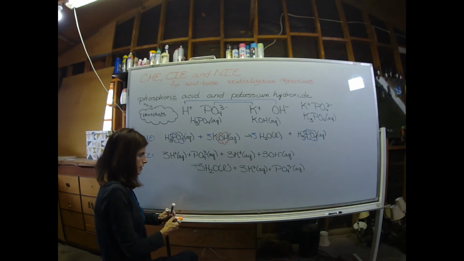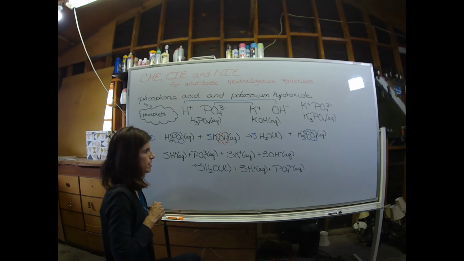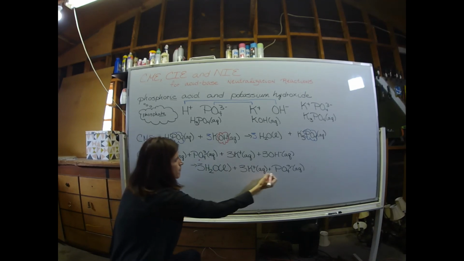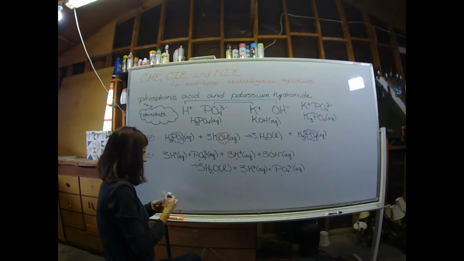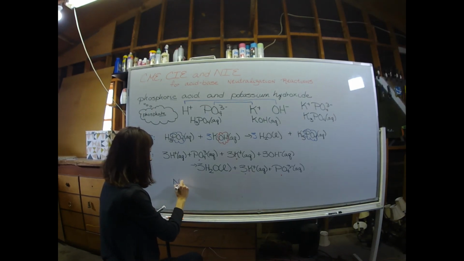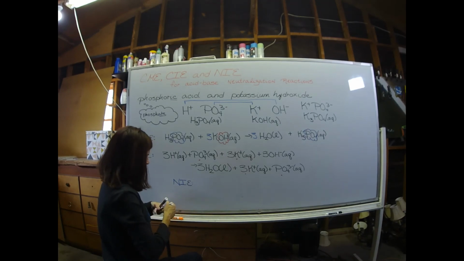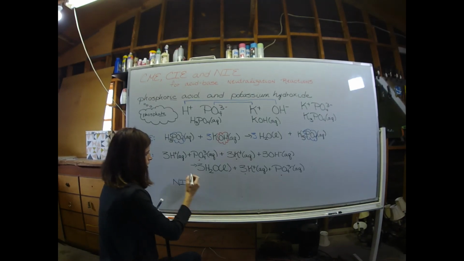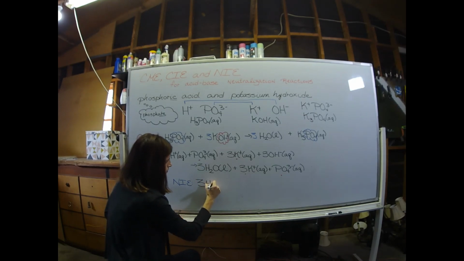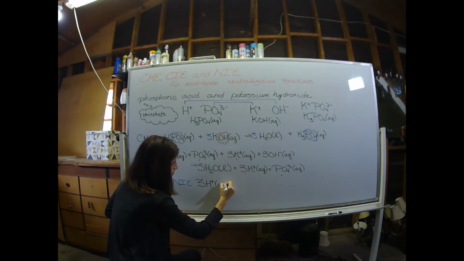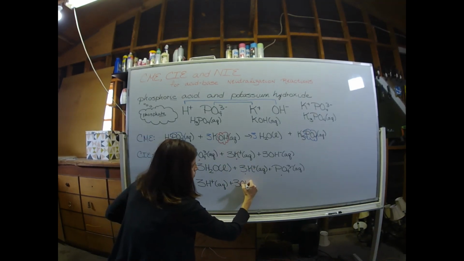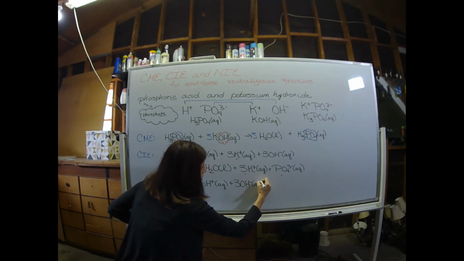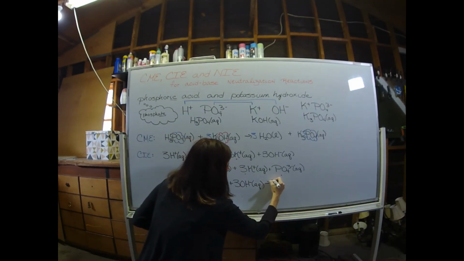And then your next step will be to identify and eliminate the spectator ions for your net ionic equation. So phosphate and potassium are both spectators. And so my net ionic equation is going to be everything that's left. So we have 3H plus, 3OH minus, right there. Don't forget states. Going to form 3 molecules of water.